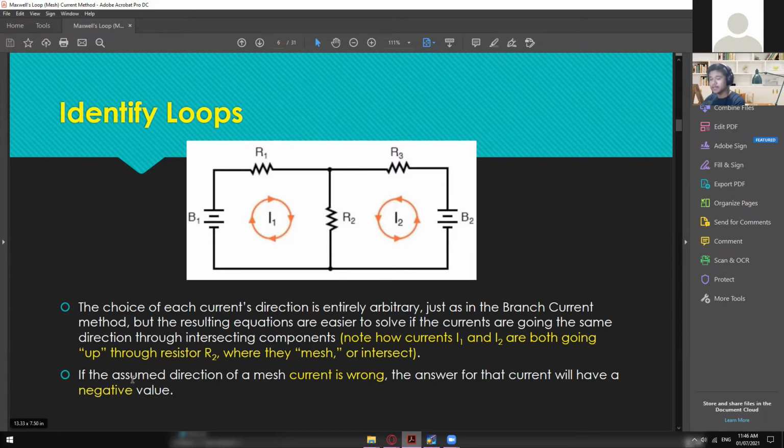So if the assumed direction of a mesh current is wrong, then the answer for that current will have a negative value. Even though that's a negative value, that is still the correct value that we are looking for. So just let's say if it's clockwise, then just make it counterclockwise and then remove the negative sign. Then you already have the correct assumption and the correct value, or the symbol of your output. So it's not negative anymore, it's now positive.